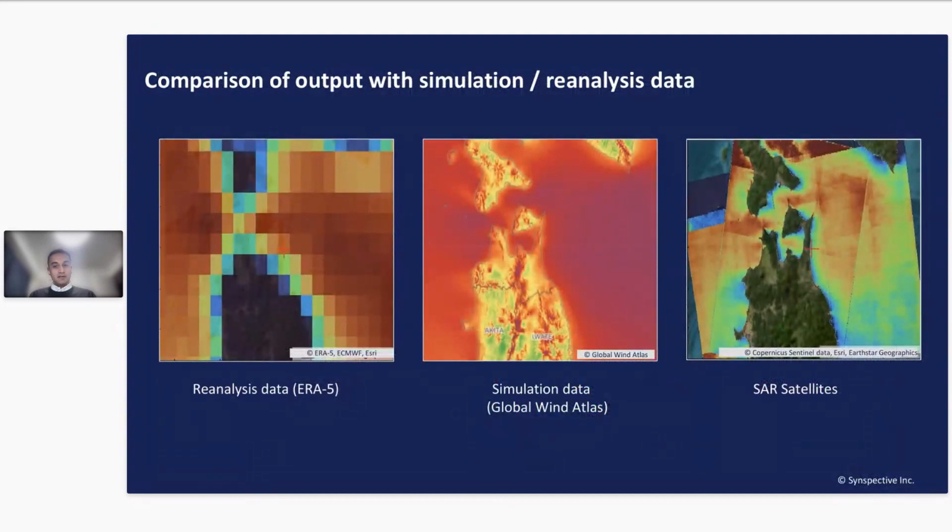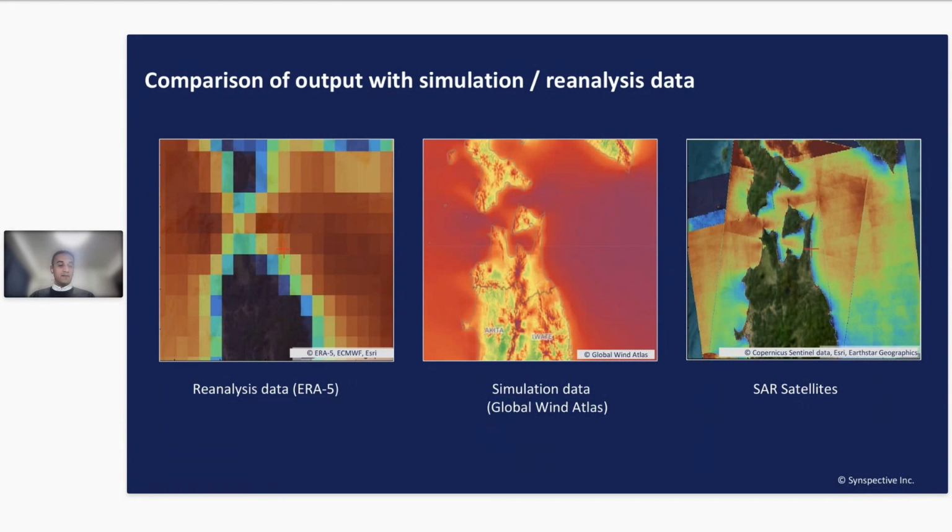And this is the comparison of our wind speed data generated using SAR satellites with simulation and reanalysis data. On the leftmost part, you can see data from ERA5, which is reanalysis data. In the center, you can see simulation data from Global Wind Atlas. And on the rightmost part, you can see data from SAR satellites. So data from SAR satellites clearly shows the different gradients of variation of wind speed. So you can get a more detailed visualization of how wind speed is varying locally in a given area.